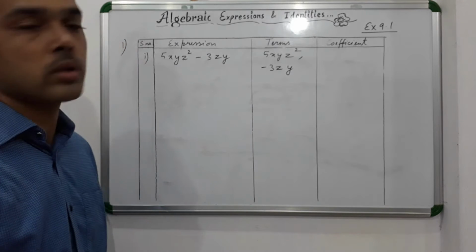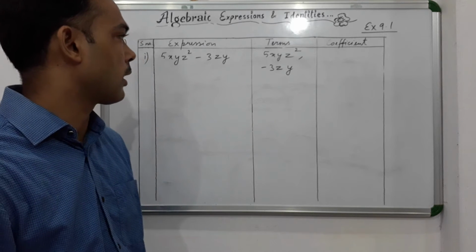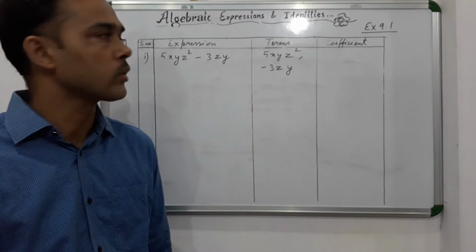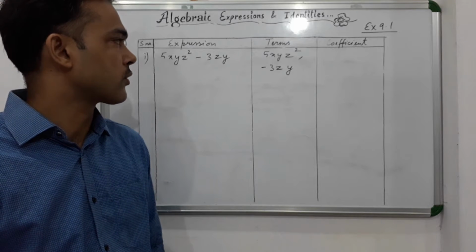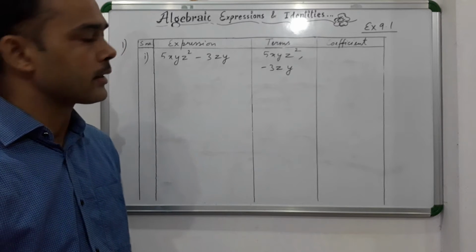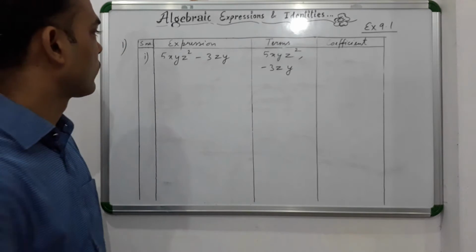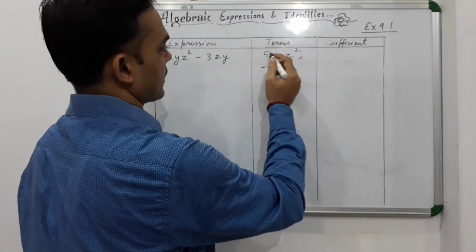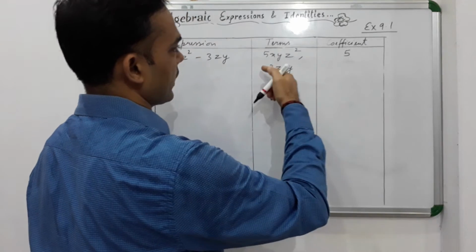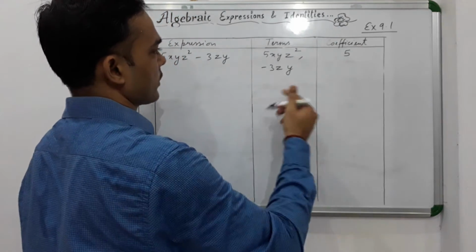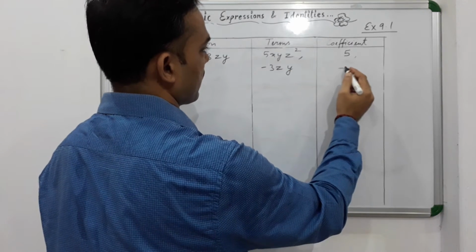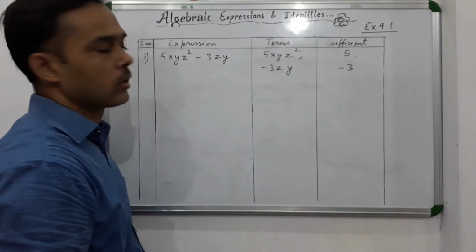These are the two terms, and I have also told you about coefficient in my previous video, that when you talk about coefficient it always is the numerical coefficient. That is why over here the coefficient of this term is, what is the constant? 5 is the constant, so 5 is the coefficient of this, and in the other term, the second term, minus 3 is the coefficient.